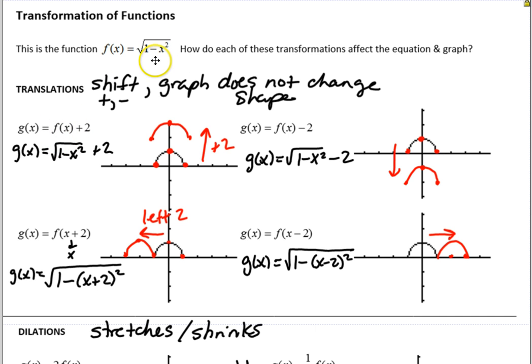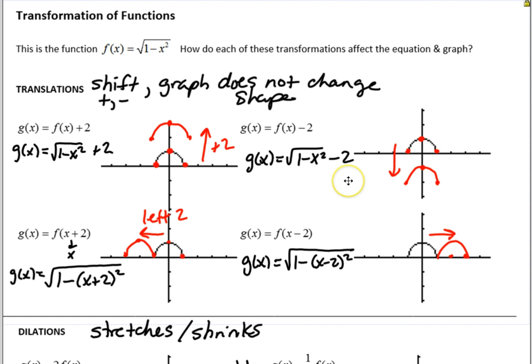So here's my f of x function. I substitute that in for f of x, the square root of 1 minus x squared, and add 2, which means I'm basically taking the entire function, figuring out my y value, and then just adding 2 to it. So I'm adding 2 to each y value. So (-1, 0) becomes (-1, 2), (0, 1) becomes (0, 3), and (1, 0) becomes (1, 2). And then that's my whole graph. The whole thing shifts up, does not change shape.